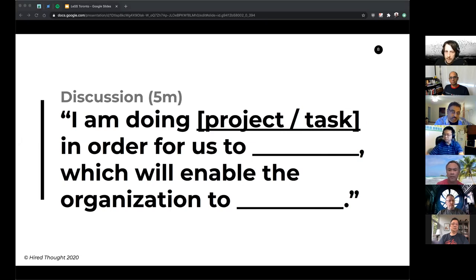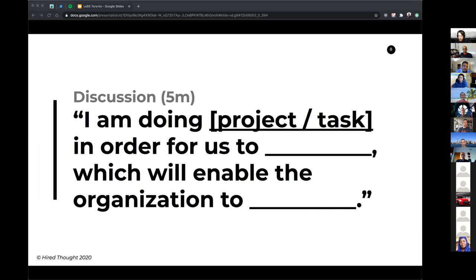Okay, so I am doing this project or task, right, in order for us, our company or our team, to be able to do X, which will enable the organization to Y. Was there anyone here who found answers to these quite easily? Was immediately able to fill in the blanks? Yes, Ben. I love it. Awesome. Are they things you can share?